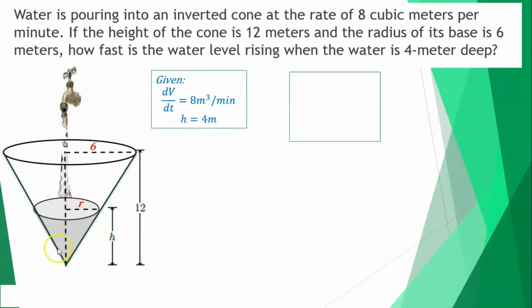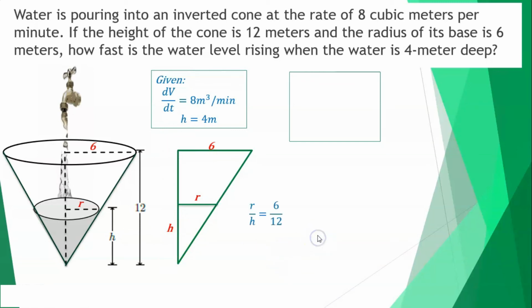Now take note, in this illustration, we can get its triangle diagram, which looks like this. So this is the base, which is 6 meters. Parallel to that, we have here a radius at the lower part, which is r. The height here is h. And of course, the height of the cone is 12.